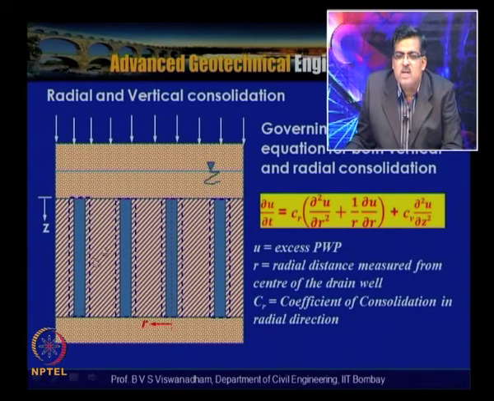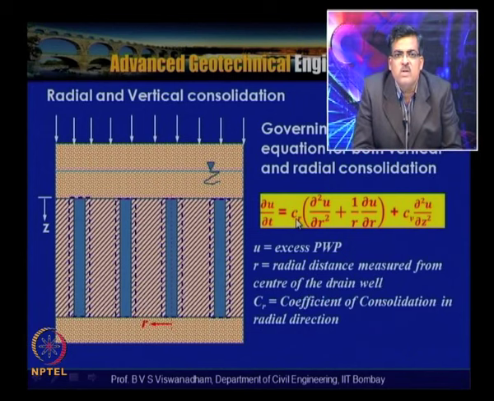So if you look into this, we have discussed previously the one dimensional consolidation, where we actually have got this particular component only. Now, because of the radial component, we have got Cr, the coefficient of consolidation in the radial direction, which is also referred to as the coefficient of consolidation in the horizontal direction. As we know, the coefficient of permeability in the horizontal direction is relatively more than in the vertical direction, because sigma h is less than sigma v for normally consolidated soils.